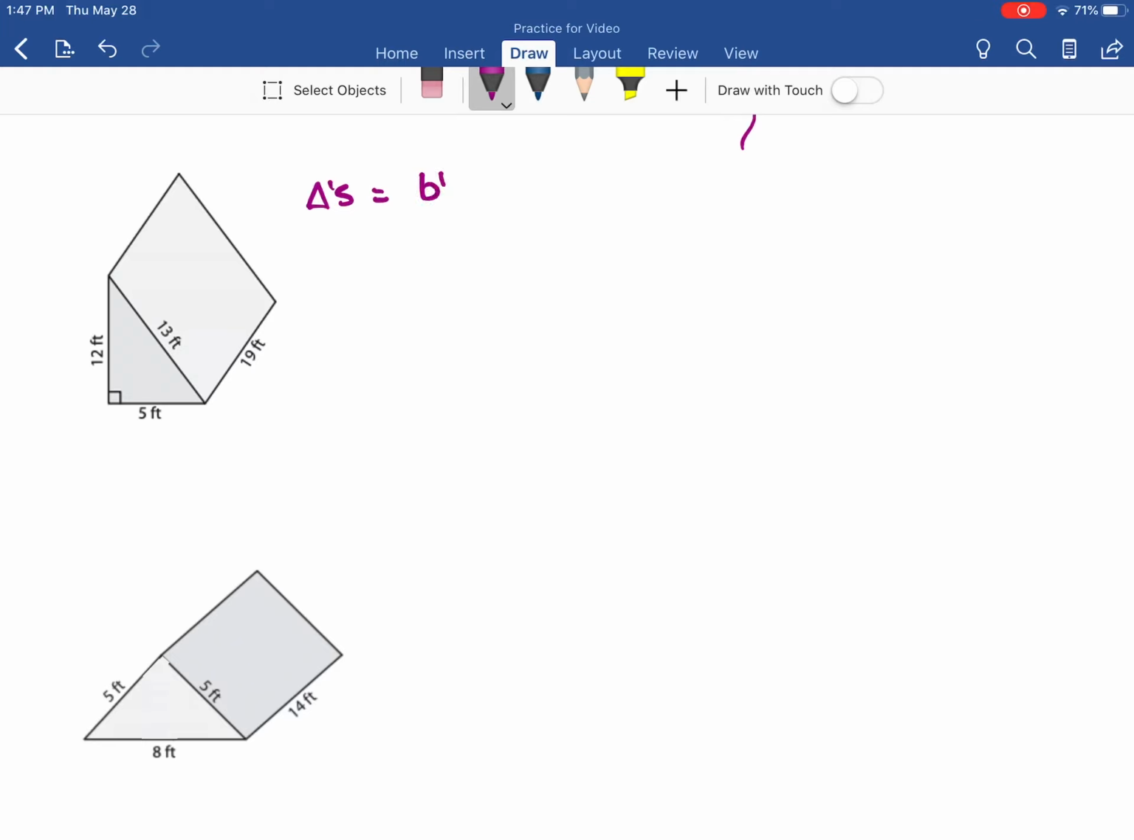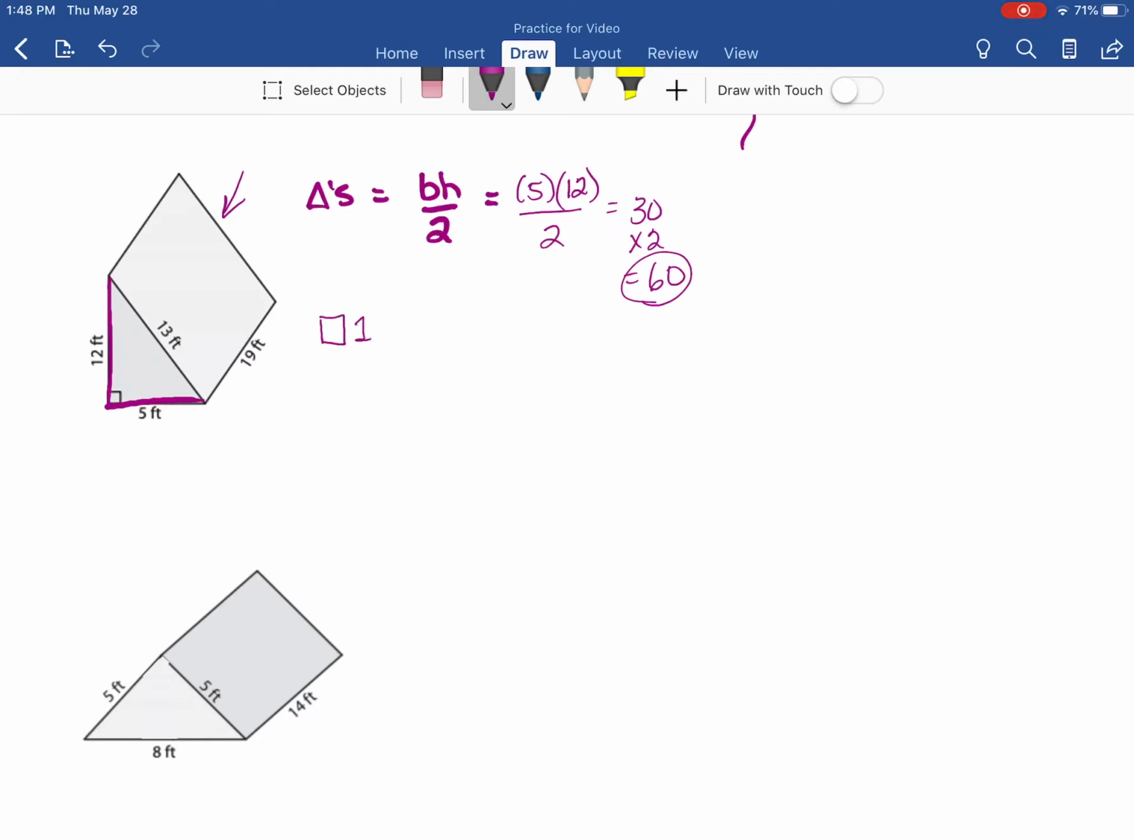Area for a triangle is base times height divided by 2. So we're looking at base, which is 5, times the height, which is 12, divided by 2. So I'm getting an answer of 30. But there's another triangle on the back. So I'm going to times that by 2 and get 60. Then I have the rectangles.